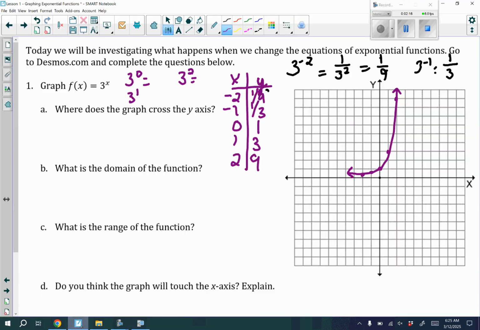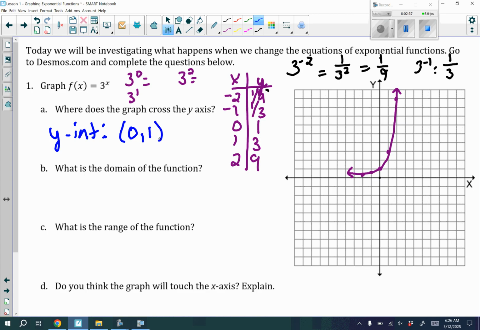Okay, let's see what you guys talked about here. So where does the graph cross the y-axis? We can actually look at our graph here that we drew. Remember, that's our y-intercept, and we're talking about crossing. And so our y-intercept, as you can see, is going to be 0, 1.